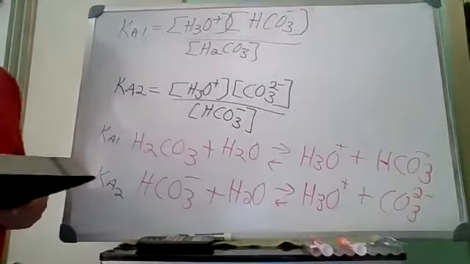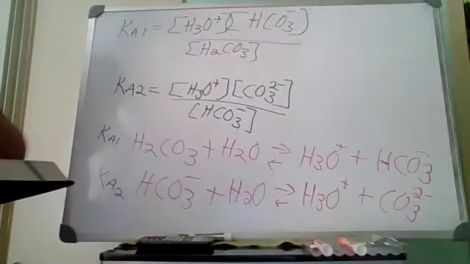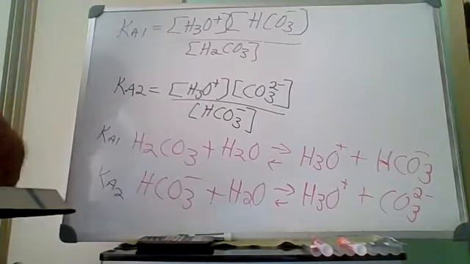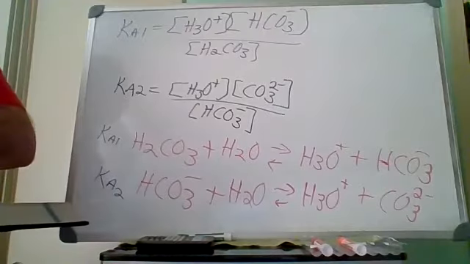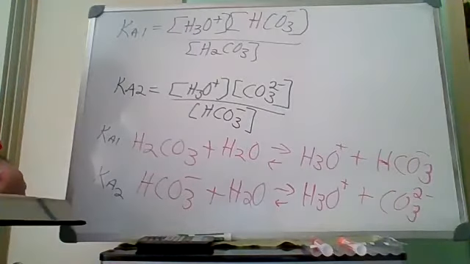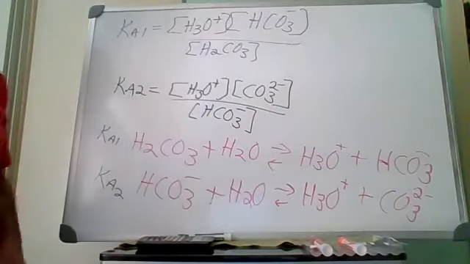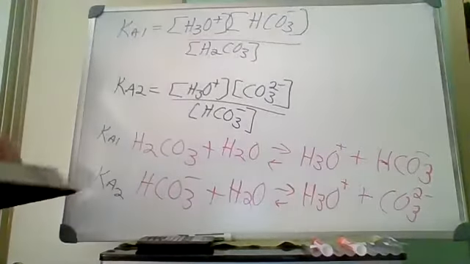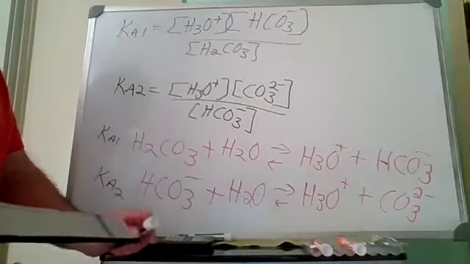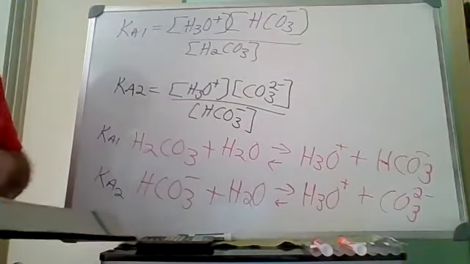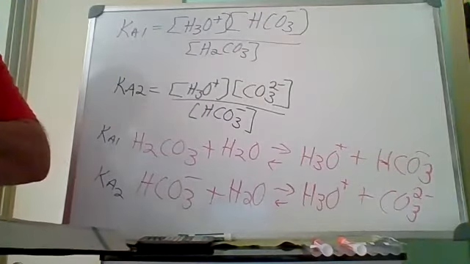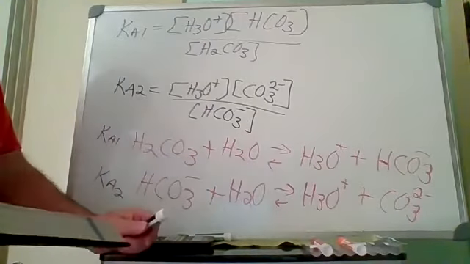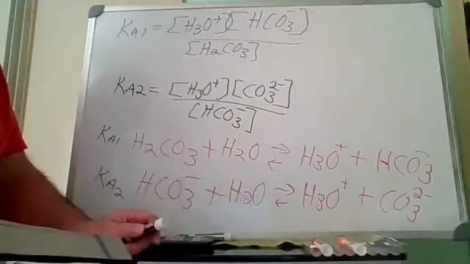So let's take a look at some problems here. Example 16.4. Again, I'm not going to work this one. I'm going to work exercise 16.4. Unfortunately, if you take a look at example 16.4, we don't use the quadratic formula for either the Ka1 or the Ka2. So let's just look at example 16.4. Again, I'm not going to work it out. It's already worked there for you in the book.